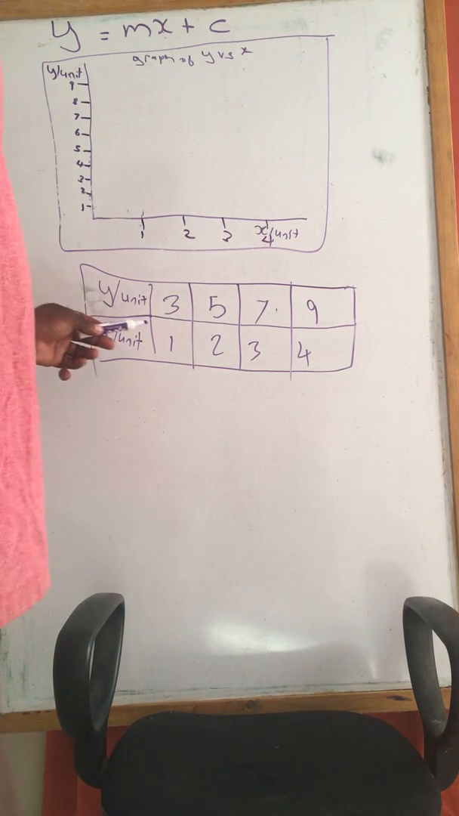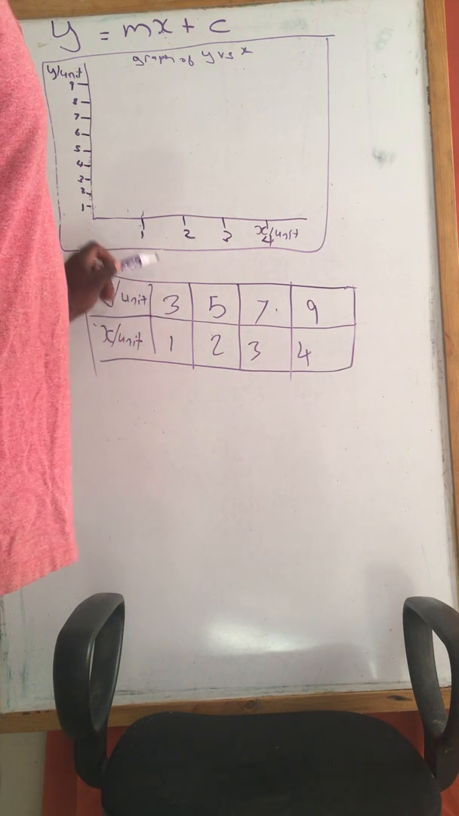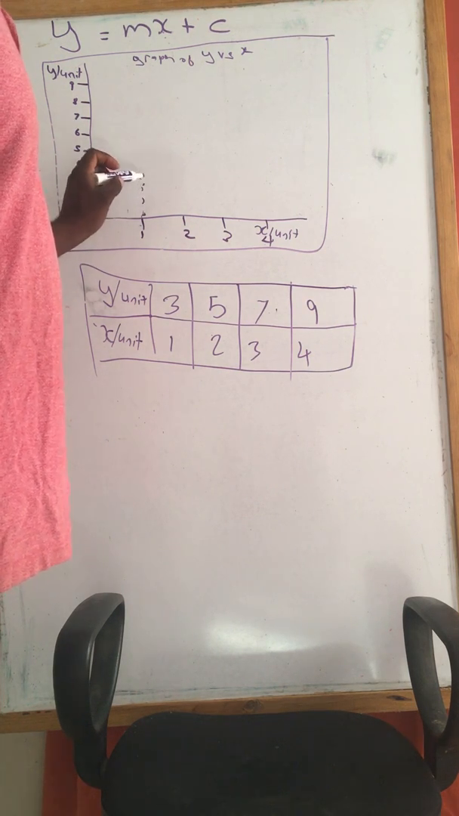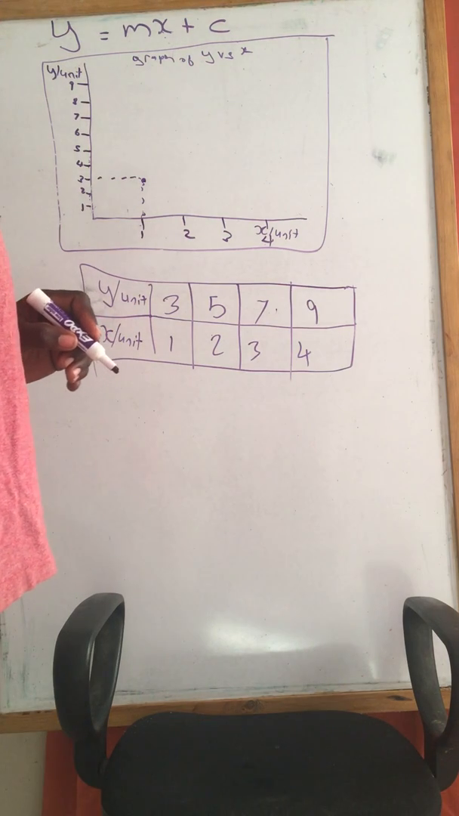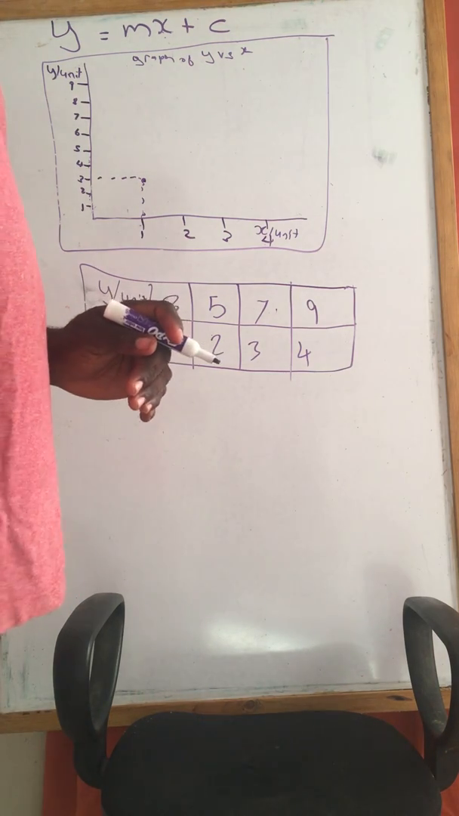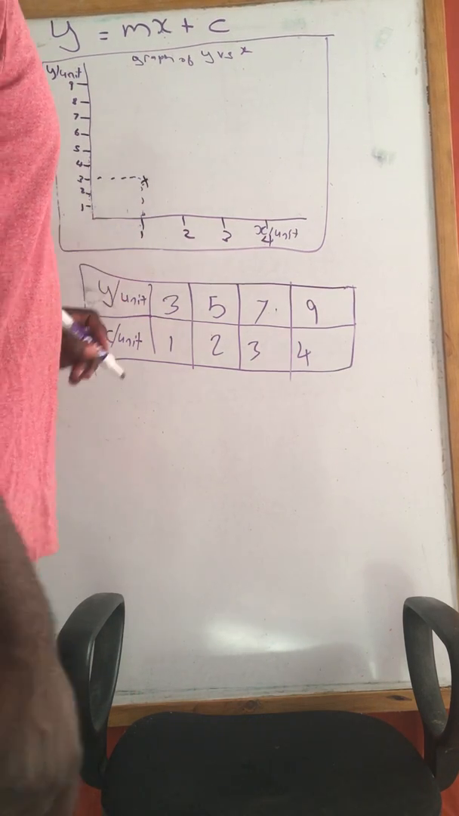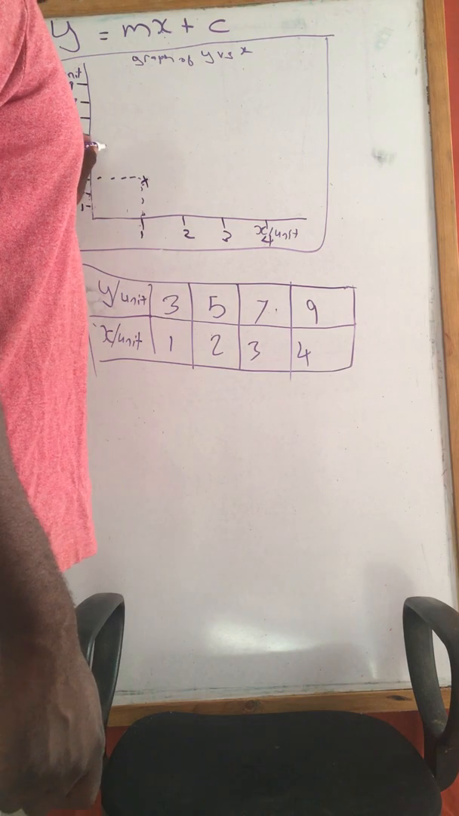Now let us plot. So then we have 1 with 3. You can either put a dot with a very dark pencil, or you may put a little X to mark the spot. 2 with 5.